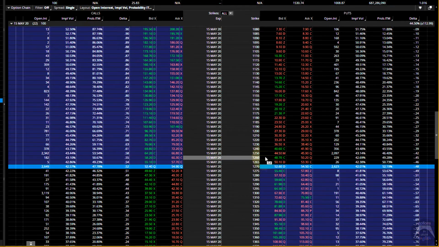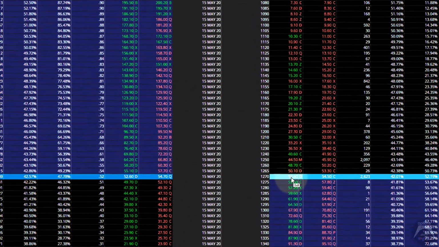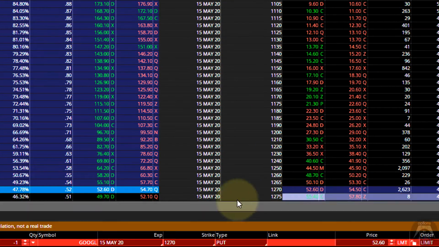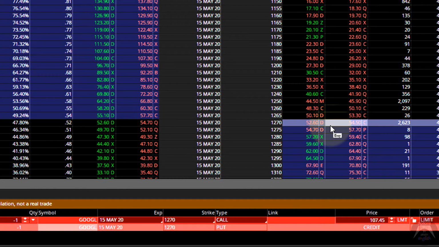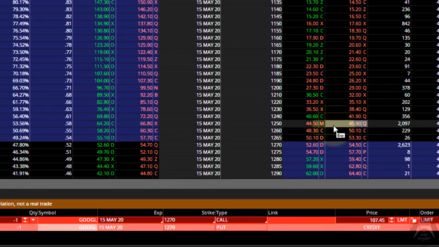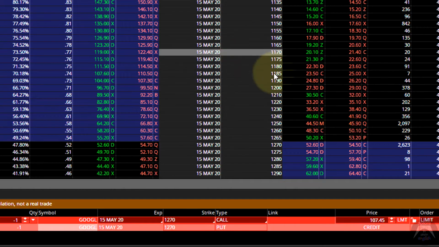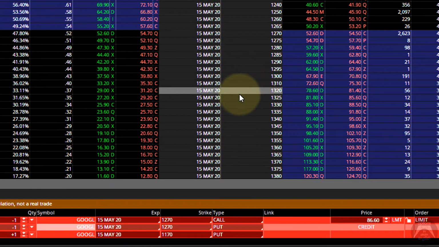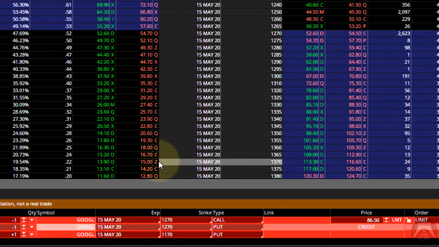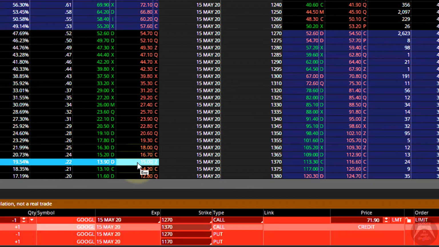And we have the at the money. We're going to sell the put and the call at the money, and now we're going to buy the wings. Let's make it $100 wide. So we're going to be selling the 1270 call and put, and then we're going to buy the 1170 put right here, and we're going to buy the 1370 call right here.